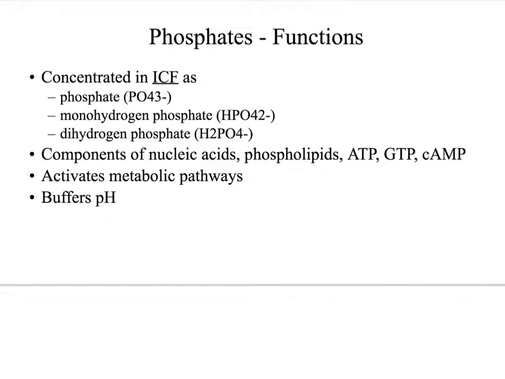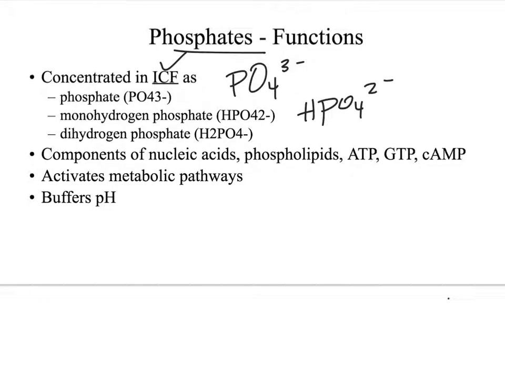Okay, now phosphate. Phosphates are found in the intracellular fluid, and they're found in there in several different formats. So there's PO4 3 negative like this. There's HPO4 2 negative, and then there's H2PO4 negative like that. So that's what they look like, and I'm not going to make you memorize those. So phosphate, monohydrogen phosphate, dihydrogen phosphate.